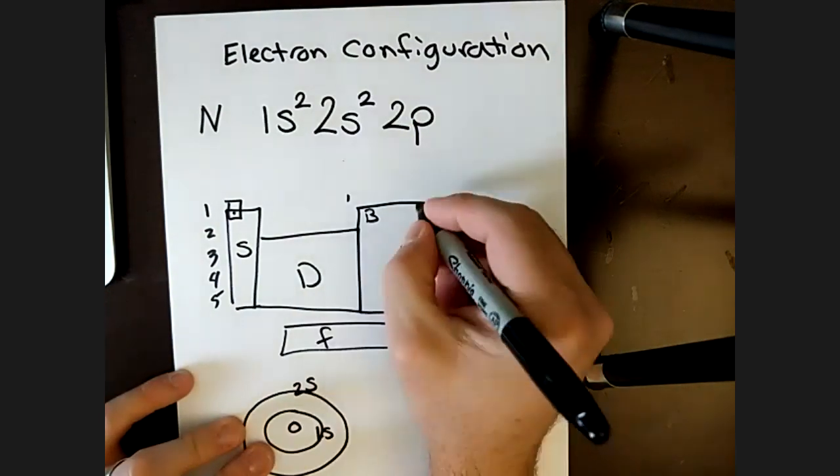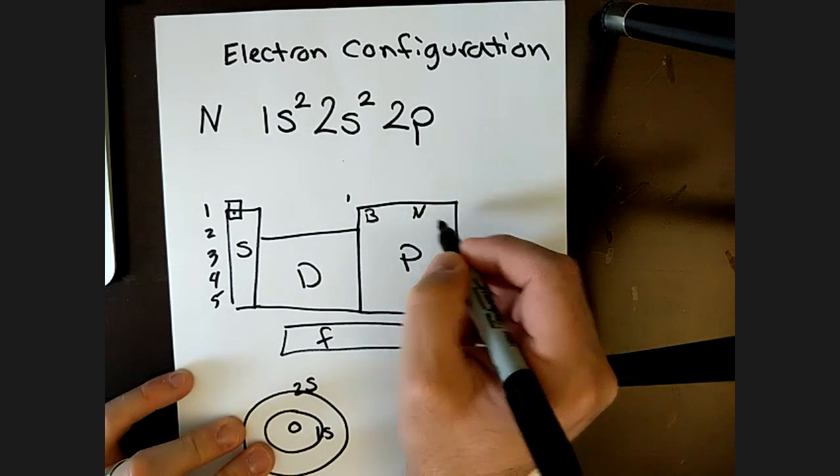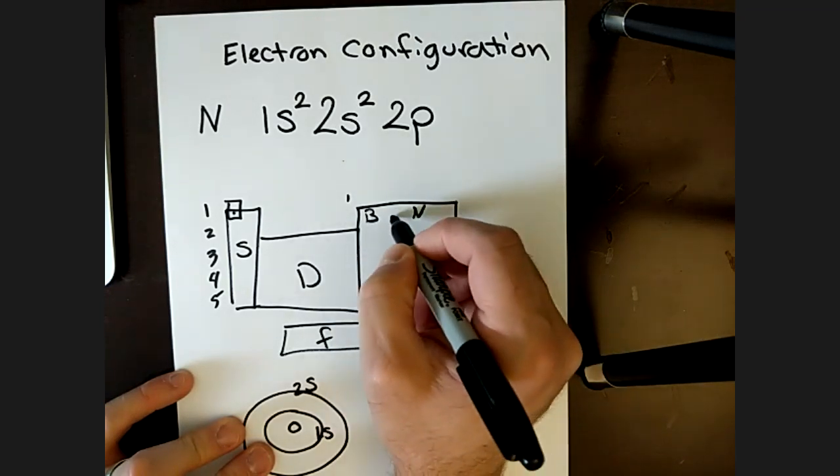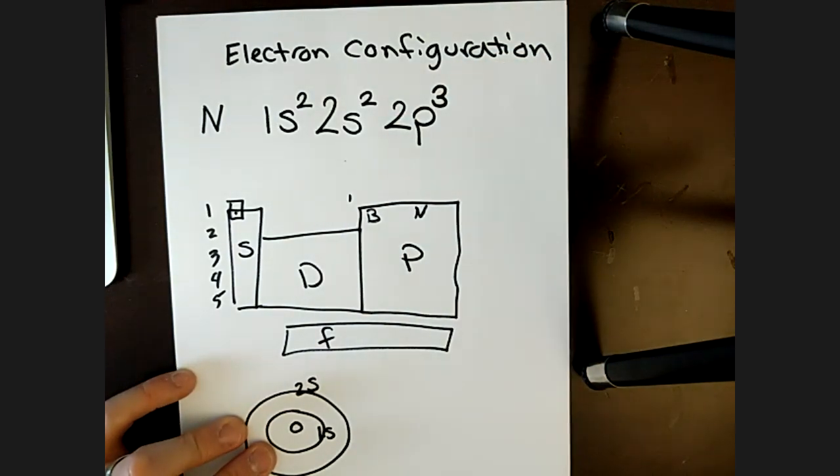Nitrogen is also found over here. So we just want to count over until we reach nitrogen. Boron is 1, carbon is 2, nitrogen would be 3. That would be the electron configuration for nitrogen.